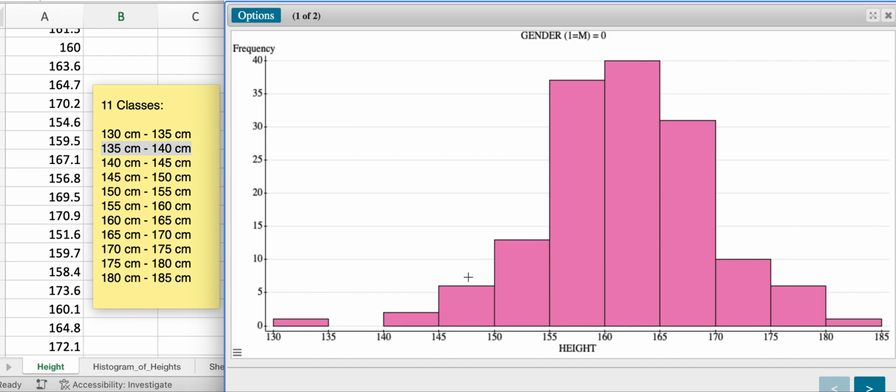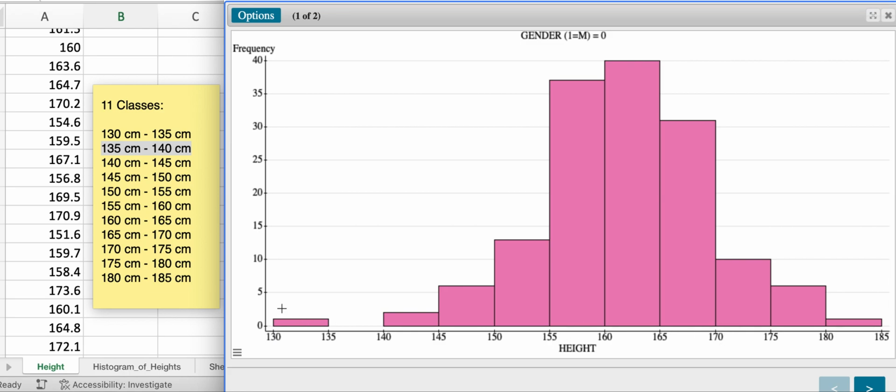The other thing that the histogram tells us is it gives us a nice range for our data. So we can see very quickly here, which was hard to see when we had the data in a list, that female heights range between 130 and 185 centimeters, with the majority of adult females having heights between 155 and 170 centimeters.